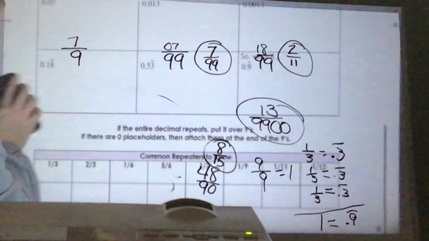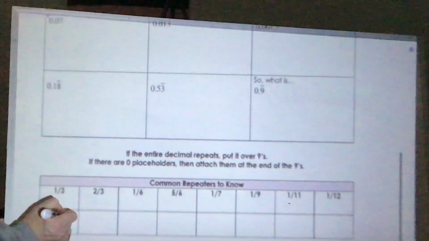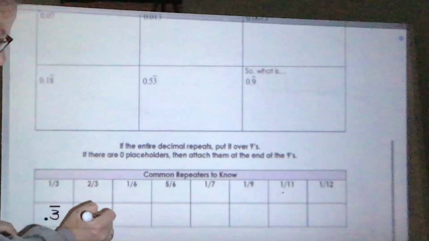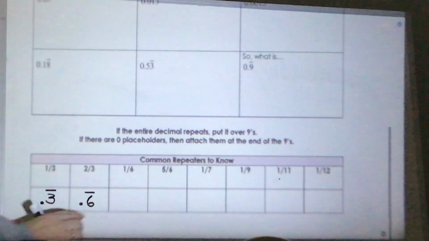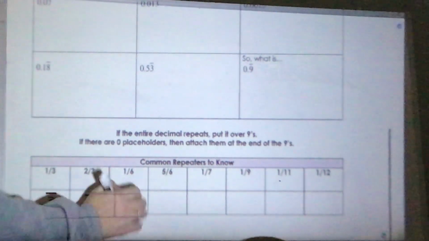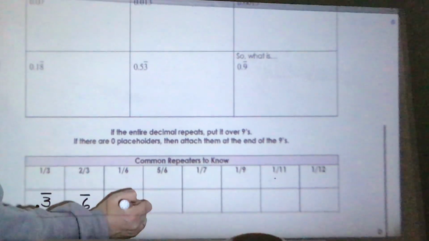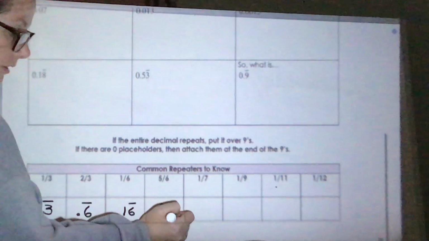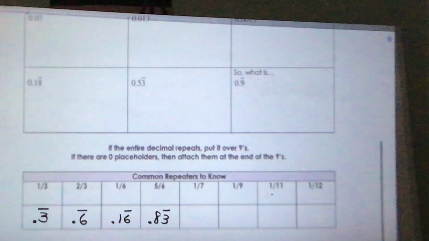Now we're going to go over just a list of good repeaters that you should get used to seeing, so it's easier if you have some of these memorized. 1/3, most people know, is 0.3 repeated. 2/3 would be twice as much, so that would be 0.6 repeated. There's a nice trick with 1/6. 1/6 is 0.16 and just the 6 repeats. 5/6 is 0.83 and just the 3 repeats.